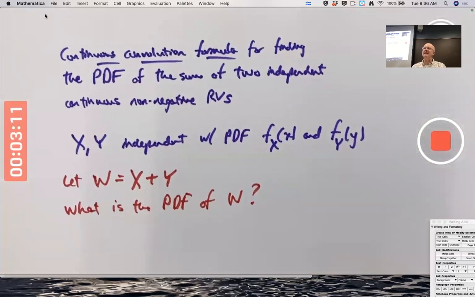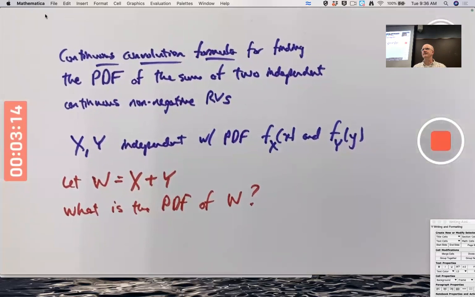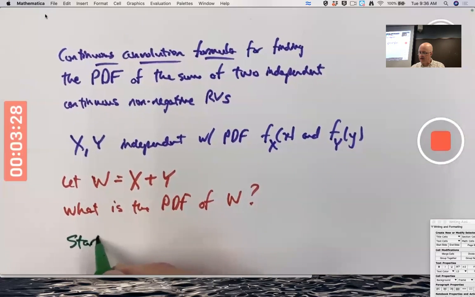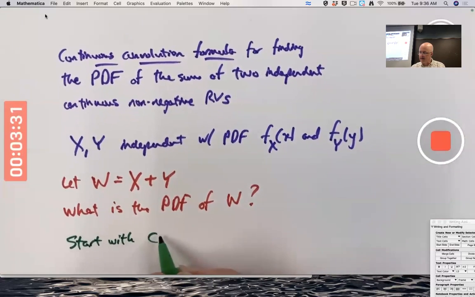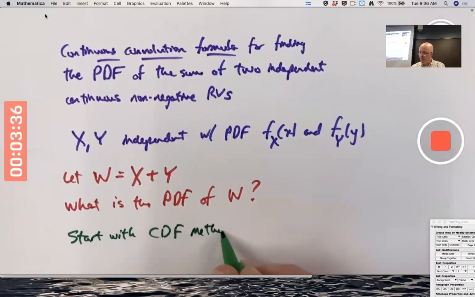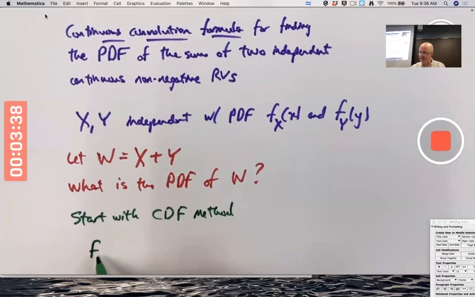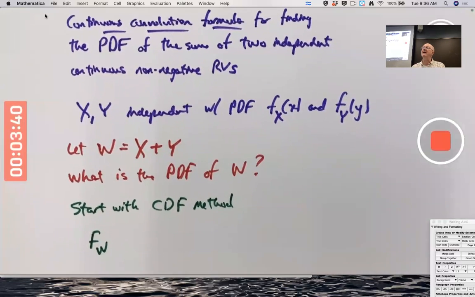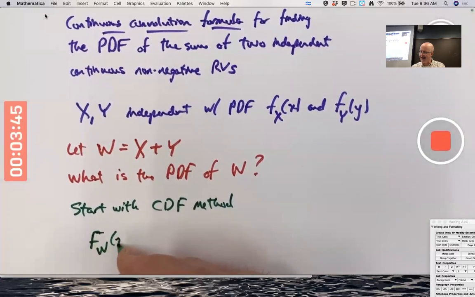Let's derive this in the abstract, and then we'll apply it to a certain situation, in fact the same situation we looked at before spring break. We'll use the CDF method, the cumulative distribution function method, where we first write down the CDF of W, and then we differentiate it to find the PDF, as we've done a lot.